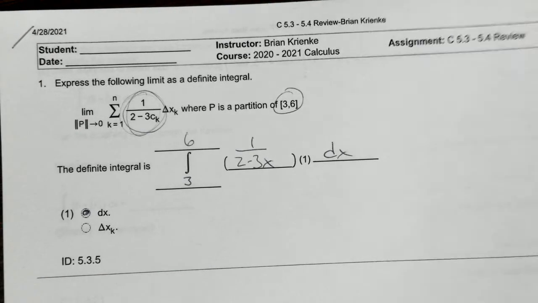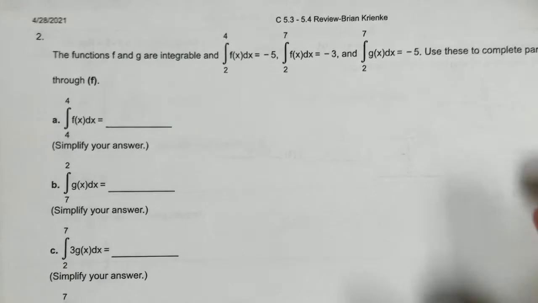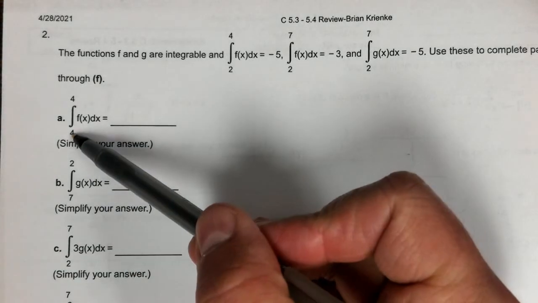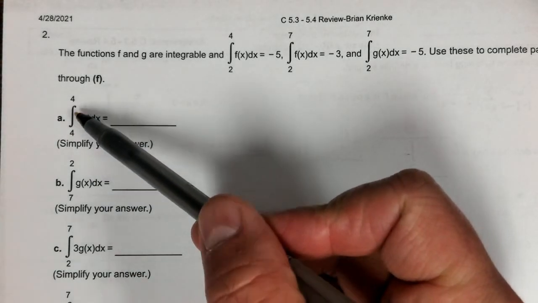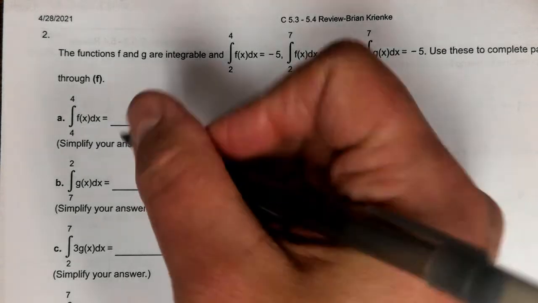So that's that one. Okay, so there's the first. On the next one, we have a few functions, and on the first one, notice if you're going from the same number for the top and bottom, that answer is going to be 0.